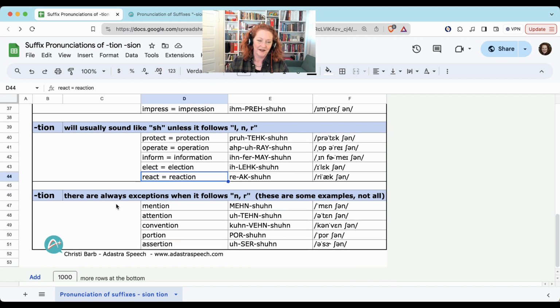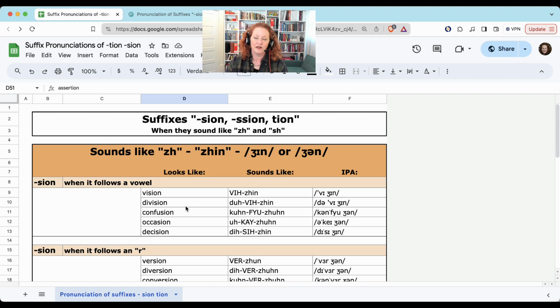So there are times when a tion follows an N or an R, and it is a shun. So here's a few examples: mention, attention, convention, portion, assertion. And that's it. There's only a couple words that end with the cion. Suspicion is the one that I can think of. The other one is coercion, but that one can also be pronounced coersion. So that's the only other one I didn't put on here.